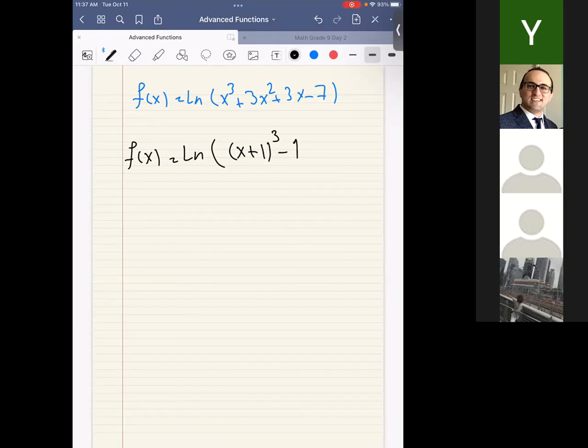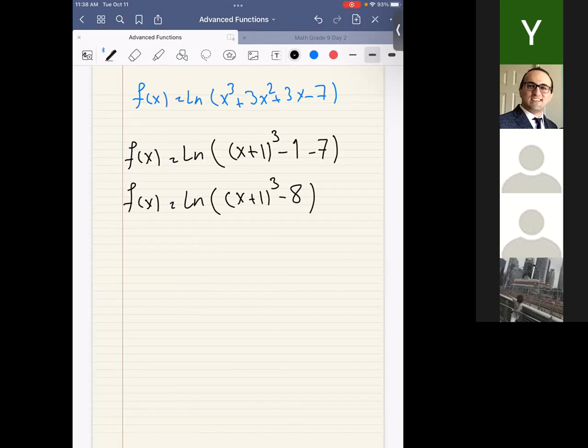Why? Because x plus 1 cubed is just x cubed plus 3x squared plus 3x plus 1. If you remove 1, you get exactly the same thing: x cubed plus 3x squared plus 3x. And then minus 7. So f of x is equal to ln of x plus 1 cubed minus 8.